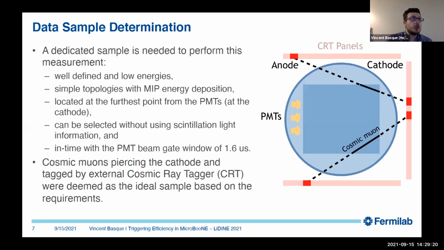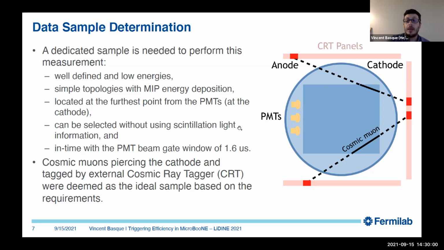To do this trigger efficiency measurement, we wanted a very specific sample with certain criteria. We wanted low energies, especially in the low energy excess, that were well defined, and we wanted a lot of these events. We wanted simple topology, just a mid energy deposition. We didn't want anything with bursts of light that could bias this measurement. We decided to have our events at the furthest point from the PMT, meaning they have to be at the cathode, because from here you have the most propagation in the X direction.